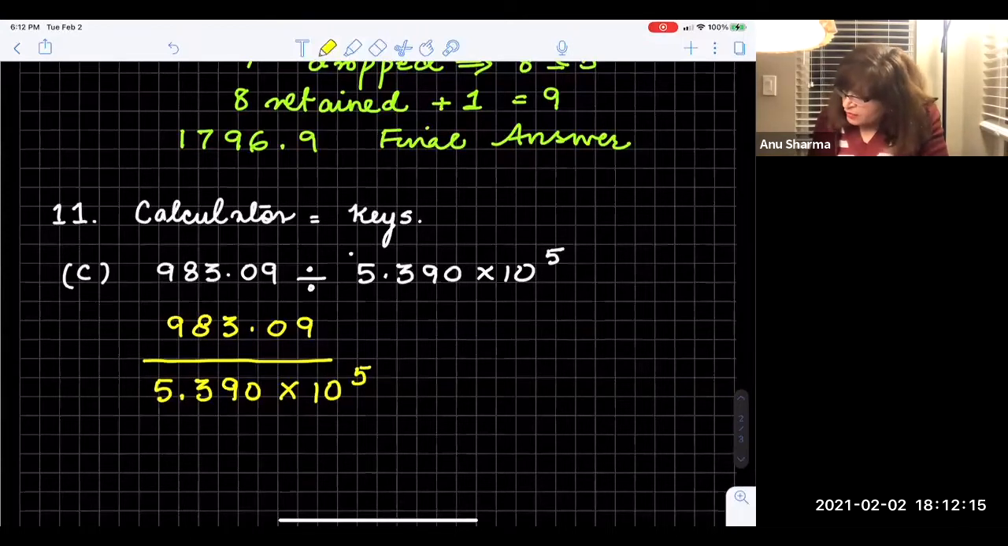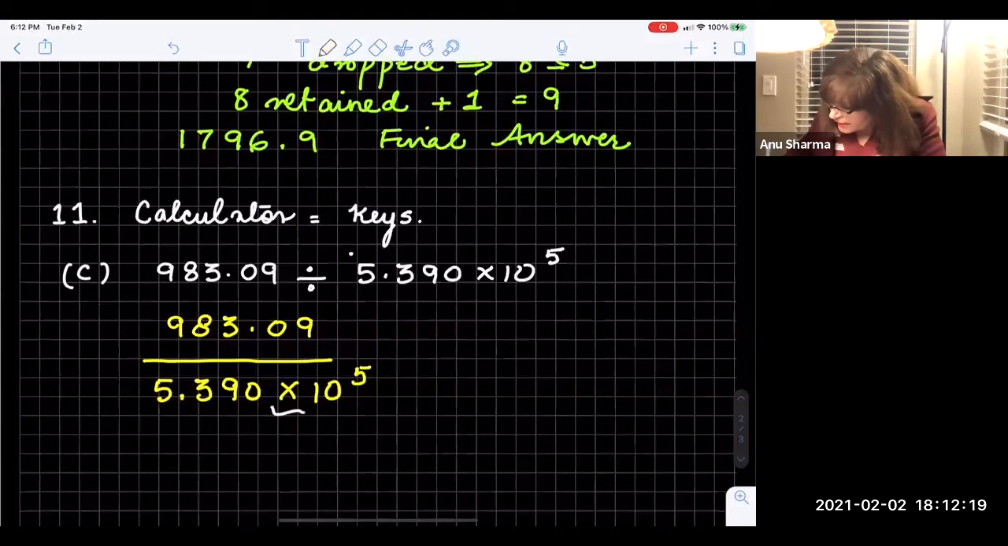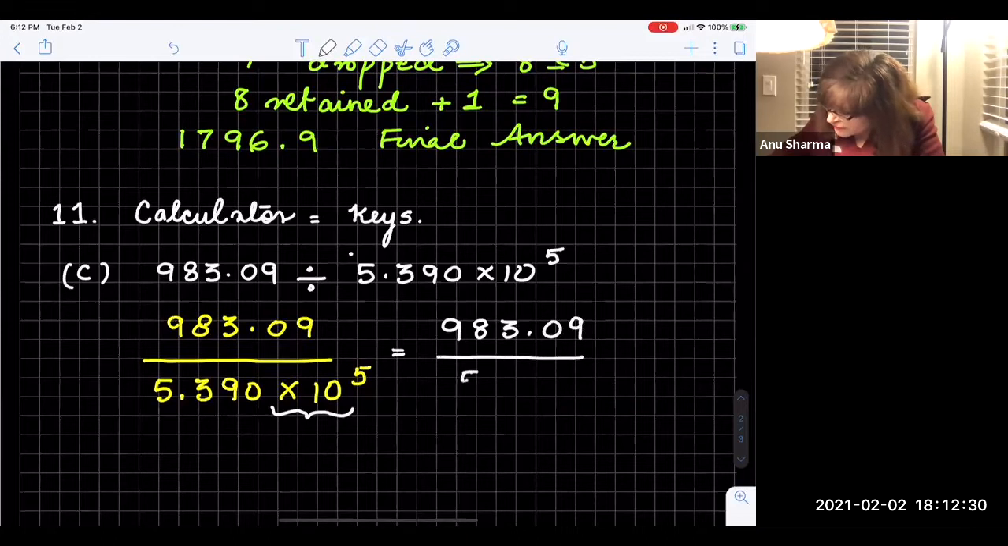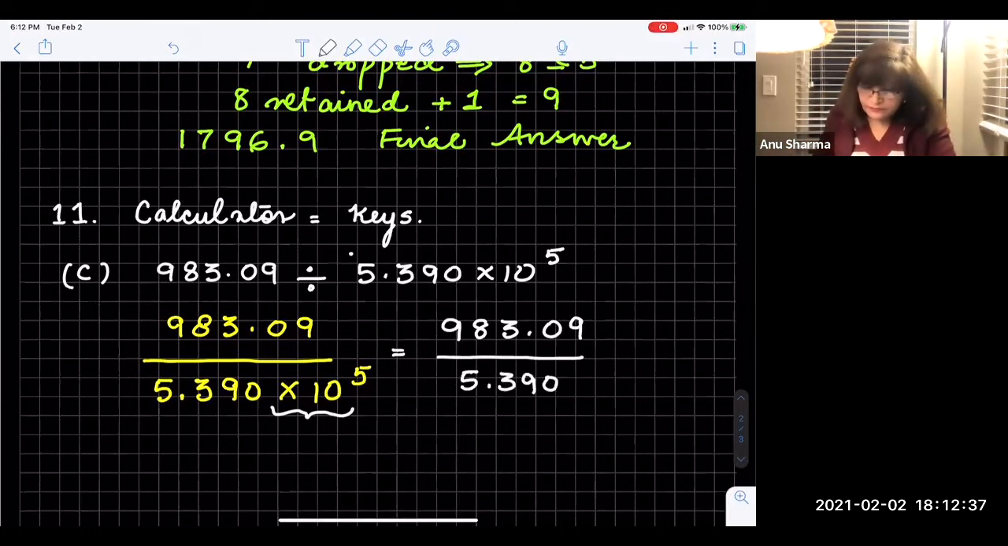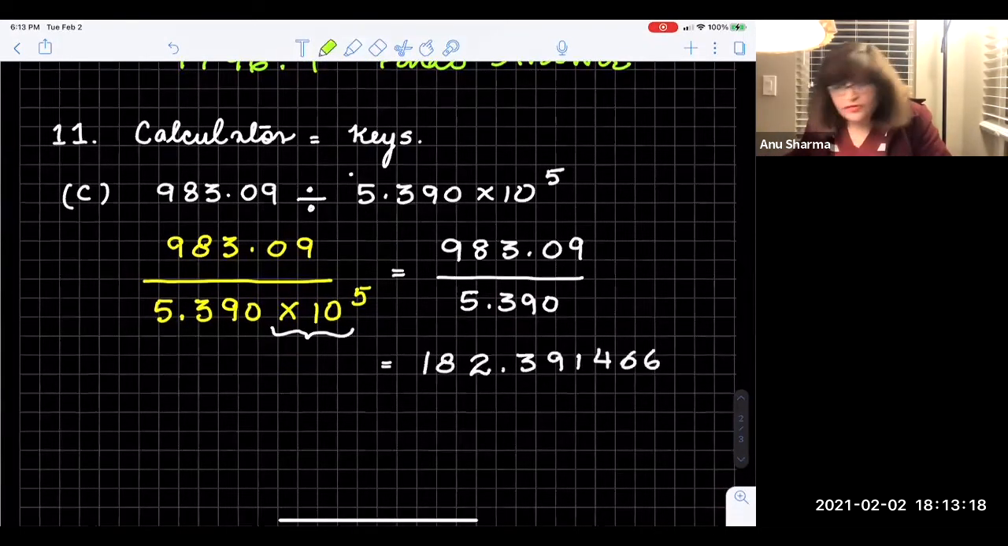Now here, it's okay when you do it manually to leave this piece right here. Just leave it on the side and do this first. 983.09 divided by 5.390. Do this first and tell me what you get. I got 182.391466.